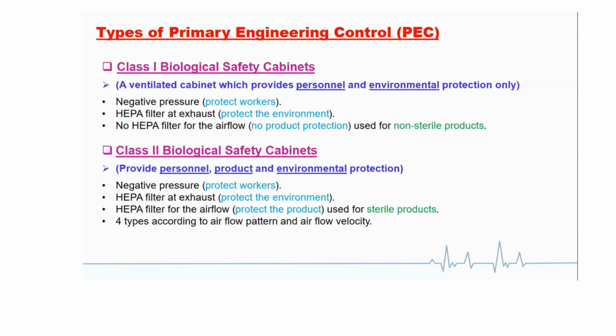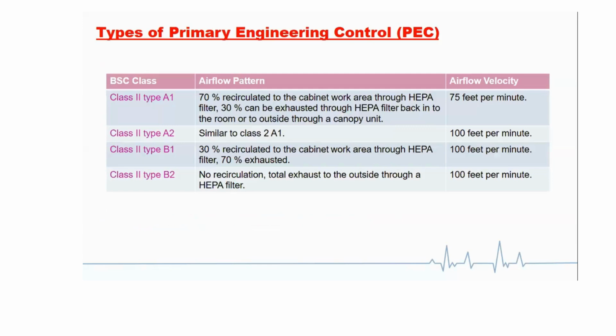Class 2 biological safety cabinet consists of 4 types according to the airflow pattern and the airflow velocity: Class 2 Type A1, Type A2, Type B1, and Type B2. Type A1: 70% of the air is recirculated to the cabinet work area through a HEPA filter, and only 30% is exhausted through a HEPA filter back into the room or to outside through a canopy unit. Its airflow velocity is 75 feet per minute. Type A2 is similar to A1 except in the airflow velocity, which is 100 feet per minute.